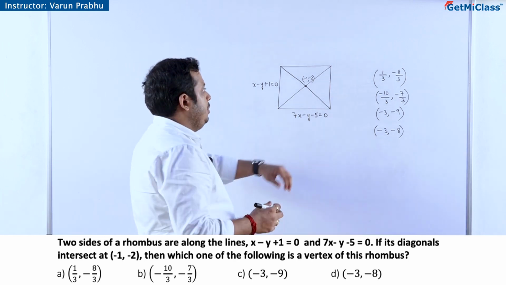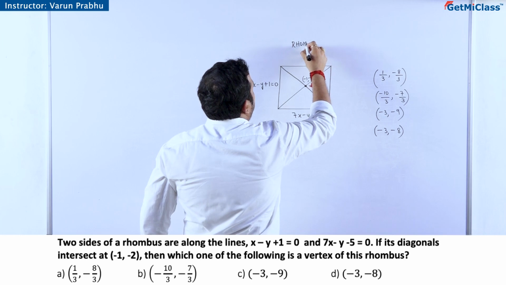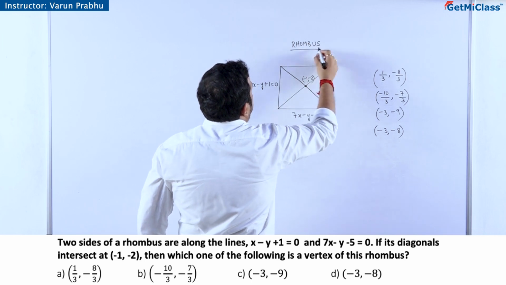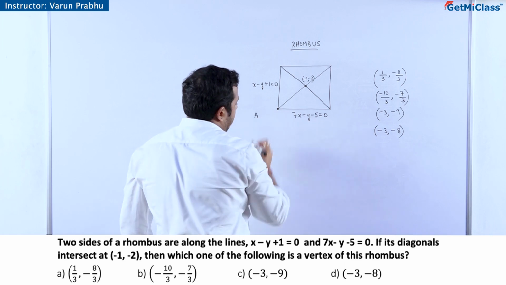Now if you look at this question, there is a rhombus which is given in the problem. The equations of two sides of the rhombus are given. We'll solve them and we'll get the value of A, right or not?